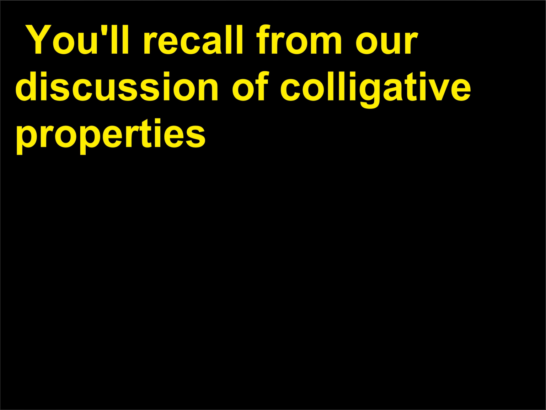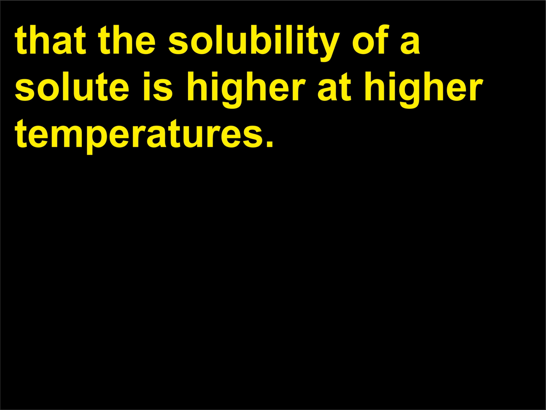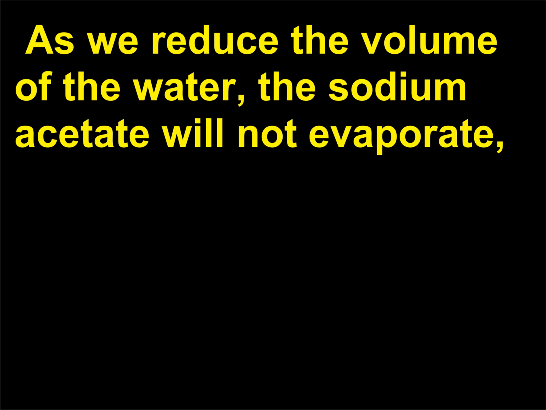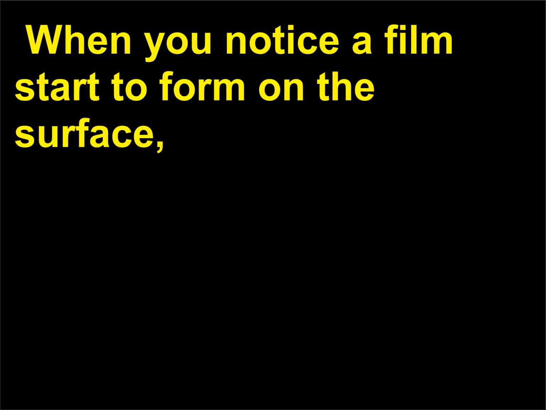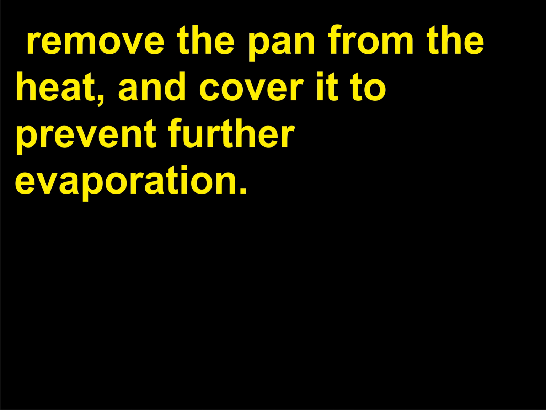You'll recall from our discussion of colligative properties that the solubility of a solute is higher at higher temperatures. As we reduce the volume of the water, the sodium acetate will not evaporate, and we will be left with a concentrated solution at high temperature. When you notice a film start to form on the surface, remove the pan from the heat, and cover it to prevent further evaporation.